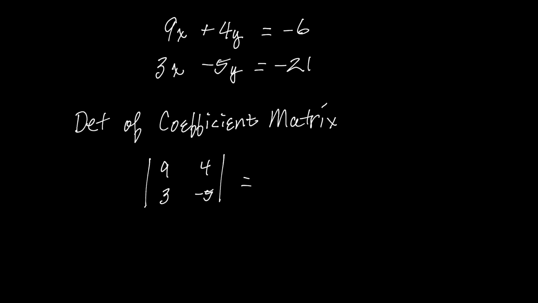So what is this determinant? Well, let's multiply forward. 9 times -5 is -45. And then we're going to multiply backwards. 4 times 3 is 12. So we're going to subtract that 12. So the 12, let's stay color coordinated here. So -45 minus 12, let's see.